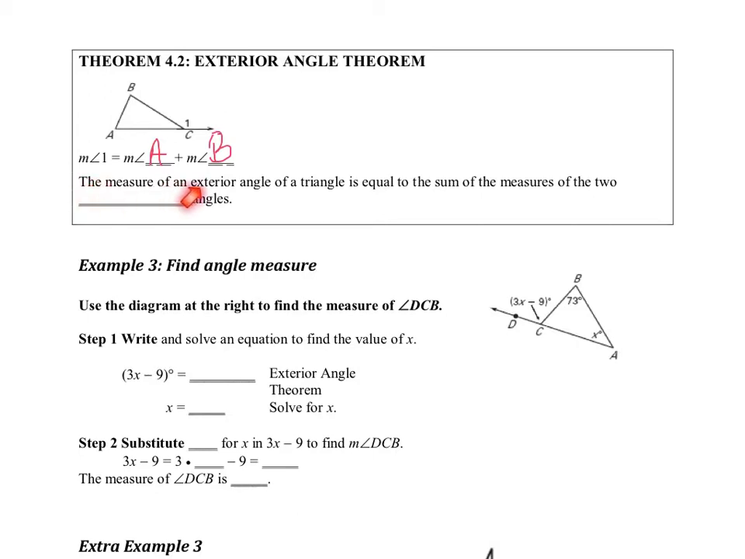This is the measure of an exterior angle of a triangle is equal to the sum of the measures of the two non-adjacent, so that means non-touching, angles.